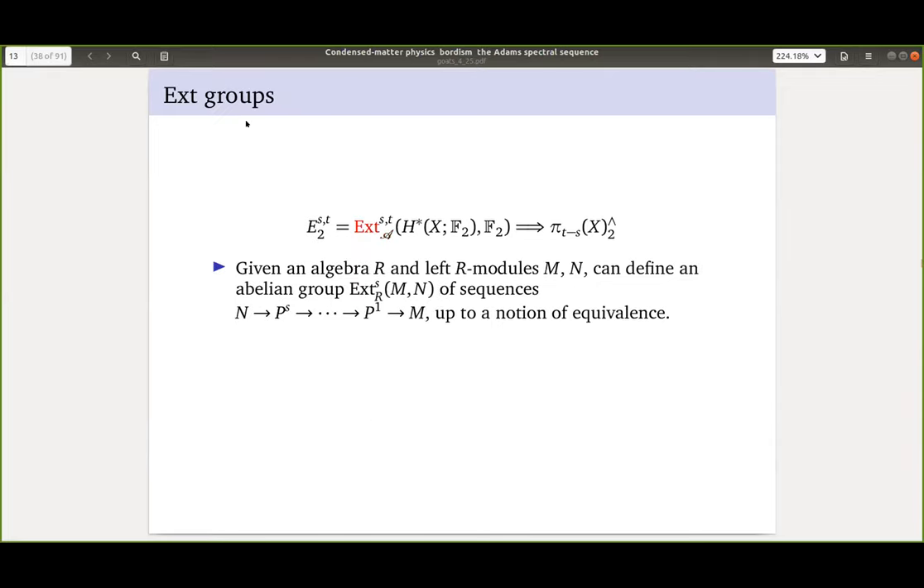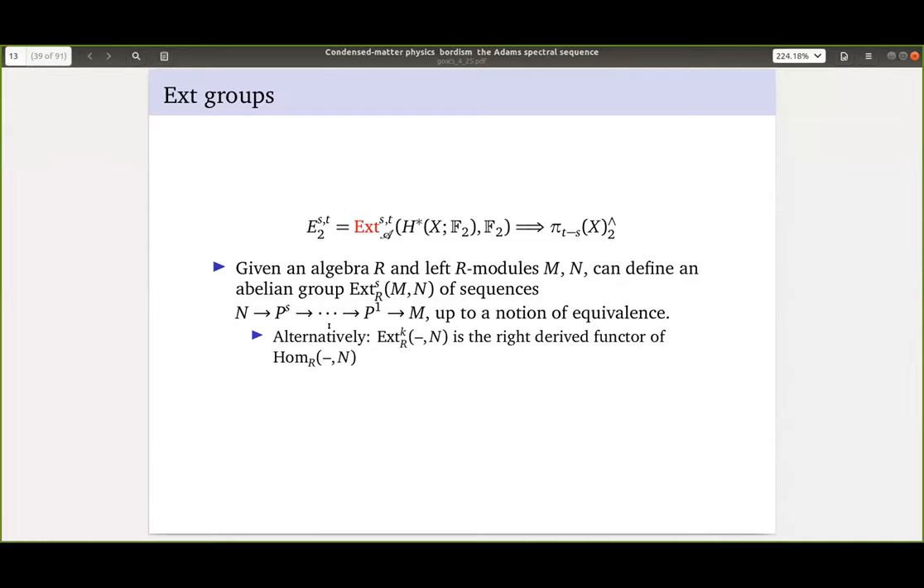Now what's Ext? I should have called the slide "thank you, Ext," but I forgot to. So Ext is a way of, given an algebra and two modules, getting out an abelian group, which is built out of extensions of length s, up to some notion of equivalence. You may have seen Ext^1 as measuring ways in which you can write, say, two abelian groups and say, okay, well, I'd like to put them together in a way that might be more interesting than a direct product. So Ext^s is just saying, well, let's do that for longer sequences. Defining the group structure, showing that this is in fact an abelian group, is a little bit annoying. So I'm not going to worry about that. But that's concretely what this is.